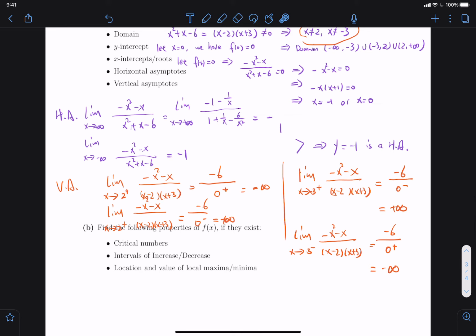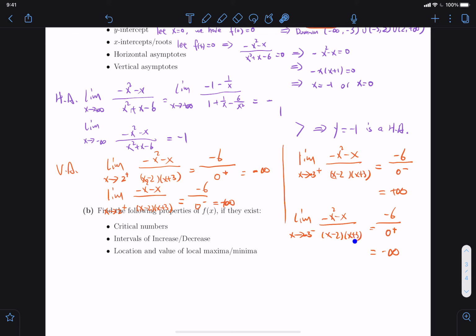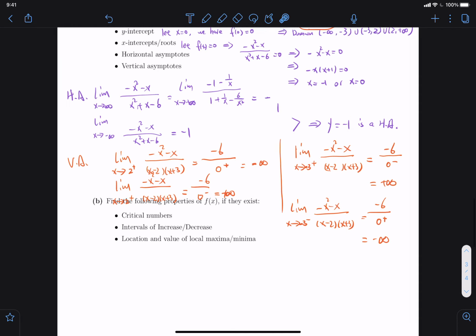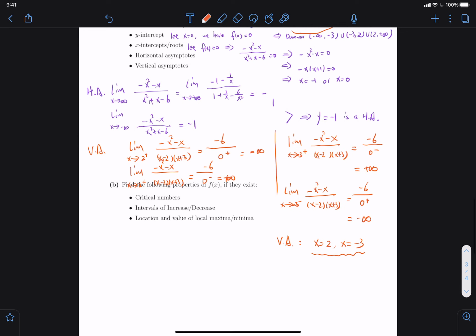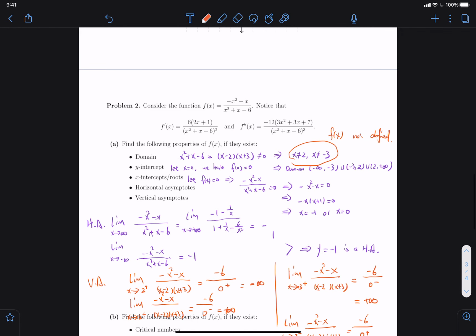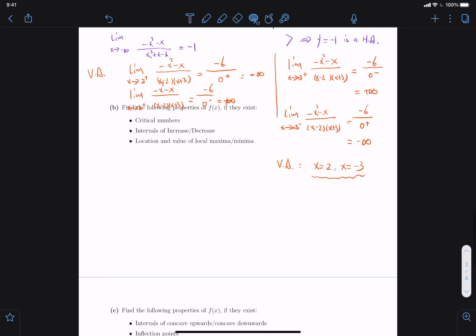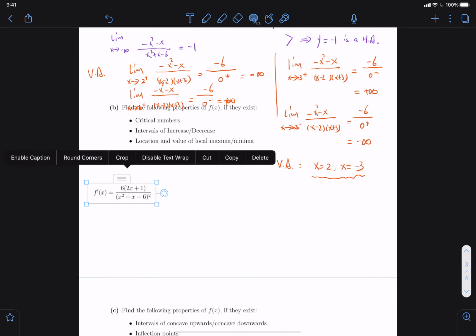Just take a look at the sign here. Also I forgot this negative sign. It's negative 3, not positive 3. The sign here is negative because it's less than negative 3. And this one, that is also negative. Okay. So now we have the vertical asymptotes, VA. They are x equal to 2 and x equal to negative 3. Two vertical asymptotes. And after that, we're going to find critical numbers. So we're going to take a look at the first derivative and let this equal to 0.